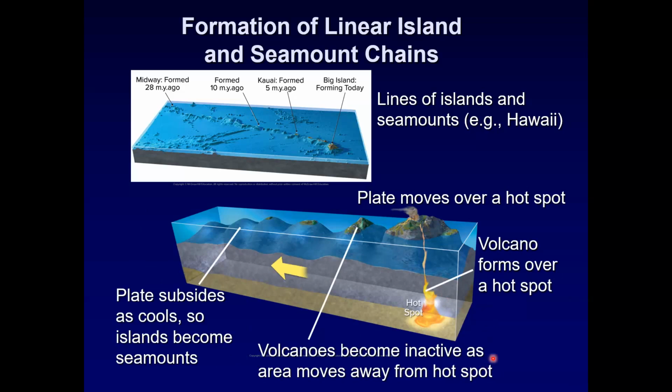So the Hawaiian Islands are explained by tectonic plates, or the Pacific plate, moving over a hot spot, volcanism occurring, and it's connected to all the islands that came before it. This one being shown as 28 million years ago, then 10 million years ago, then 5 million years ago, and the big island still forming today, thank goodness.